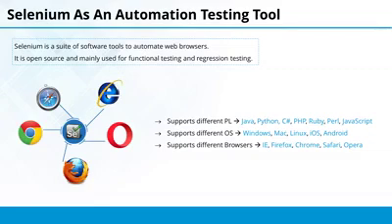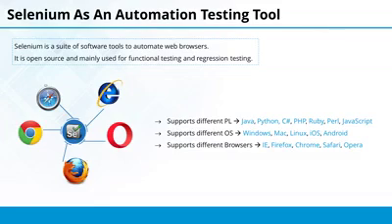Supports different OS. So whether you talk about Linux, whether you talk about Windows, any version, whether you talk about Mac, whether you talk about iOS, whether you talk about Android, whether you talk about Ubuntu, all major operating systems are supported by Selenium. Supports different browsers. Now there are just 5 mentioned here, but all major browsers that are available in the market, Selenium has given support for all of them. So here we've got Internet Explorer, Firefox, Chrome, Safari, Opera. Now you have other browsers as well. Selenium is providing support for all of them.